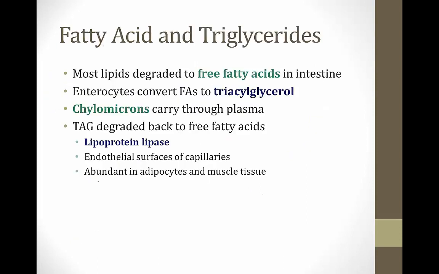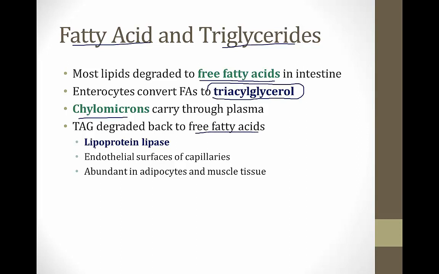The reason I showed you those chemical structures is because the 2 main ways by which fatty acids are transported through the body is either as free fatty acids or as triglyceride molecules. Most of the lipids that you eat in a meal are degraded to free fatty acids in the intestines, and then the enterocytes convert the fatty acids into molecules of triacylglycerol or triglycerides. These are then packaged into chylomicrons, which carry them through the plasma, and then when the triglycerides reach the tissues where they're going to be used or stored, they are degraded back into free fatty acids.